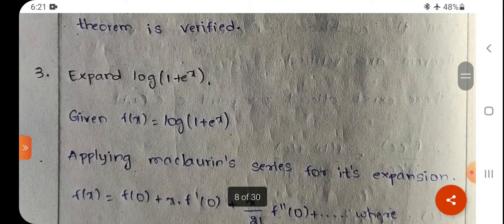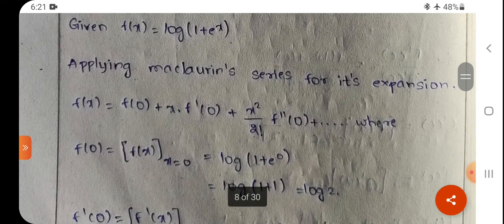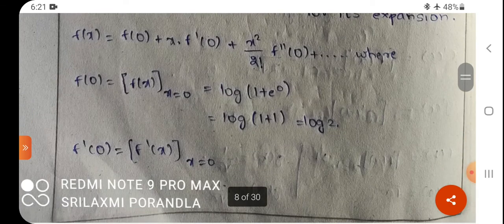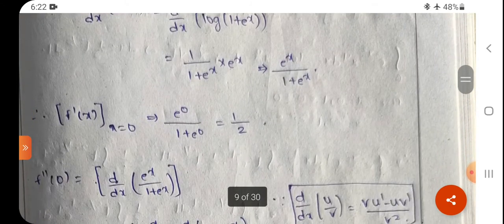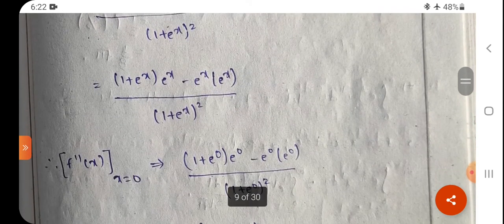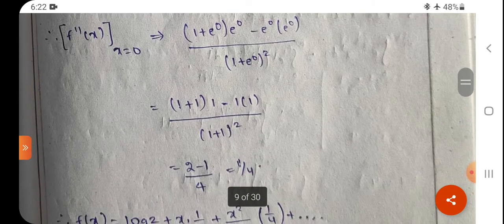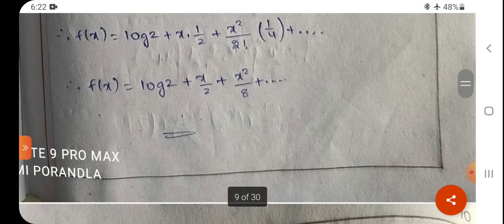Third problem, expand logarithm of 1 plus e power x. So no point is given, you are using the Maclaurin series formula, and just you are calculating the right side values. Maximum of two values you need to calculate, and after getting that values, directly you are substituting in your Maclaurin's formula. So you are getting, this is the expansion.